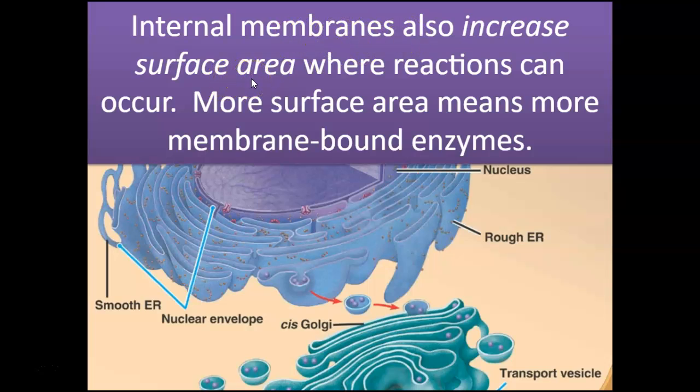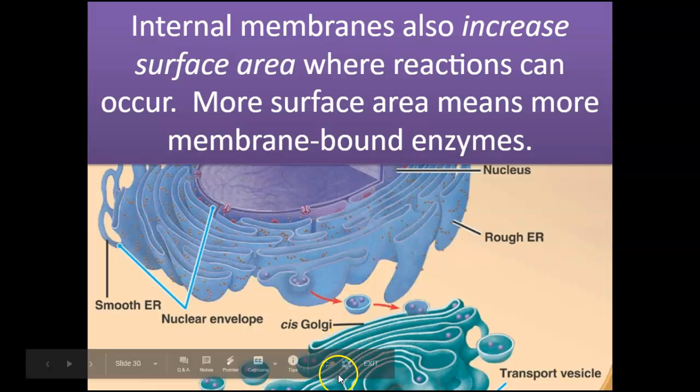Consider the mitochondria. I brought up surface area with mitochondria and how that really maximizes ATP production. Here you see surface area increased with the endoplasmic reticulum and also the Golgi apparatus, all these folds.